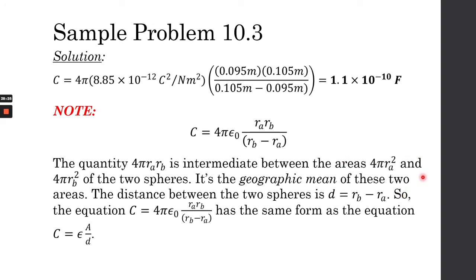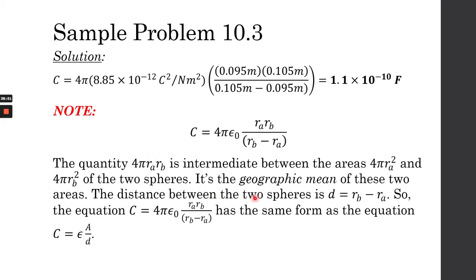So we have two areas, one for each sphere, one for the inner sphere and one for the outer sphere. So we have to get the geometric mean between these two areas, and that is 4 pi r sub a r sub b. So we don't need to worry about the area for each sphere, you just have to use the geometric mean between the two.